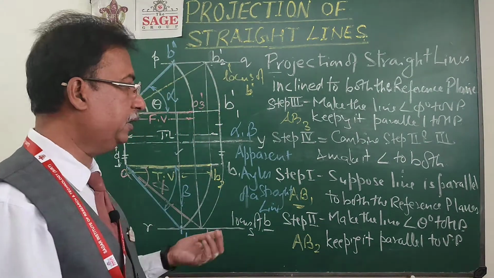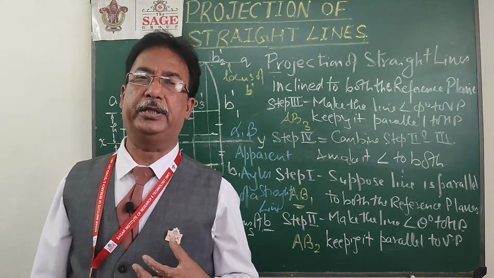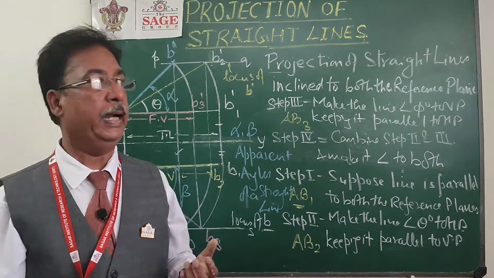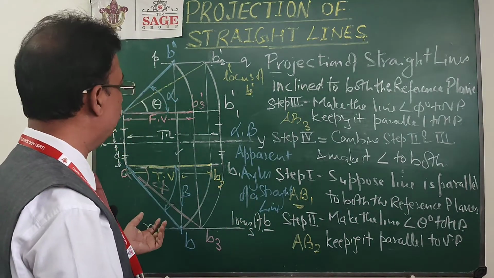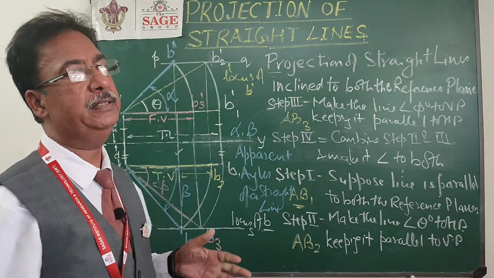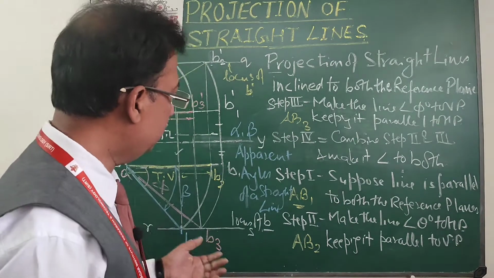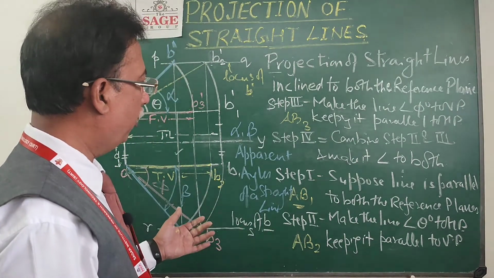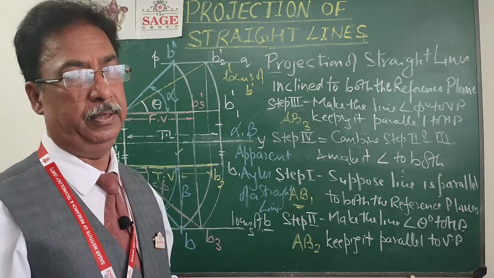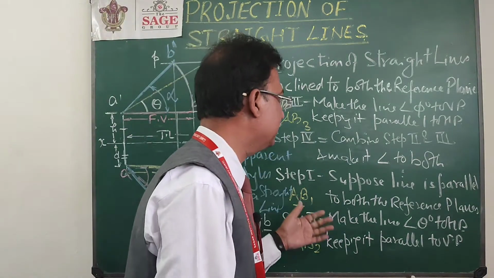So what is the concept I got? That whenever a line is inclined to both the planes, both the projections will get shortened. And as both the projections get shortened because the distances are the same, the figure will be compressed like this and both the angles are going to be enlarged. So this is the way to solve a problem in which the line is inclined to both the planes. You cannot solve this problem directly. You have to solve in multiple steps.